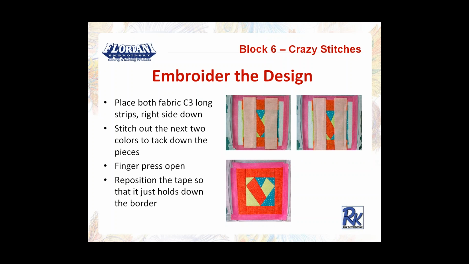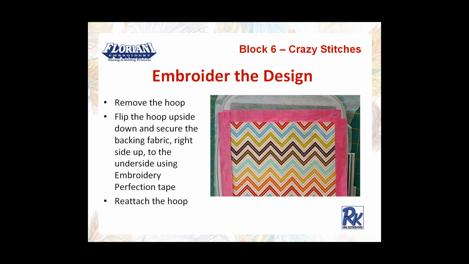What you're going to do now is reposition the tape that was holding down the batting so that it just holds down the border pieces. And you want to, again, make sure that you're right on the edge of the fabric so that you don't stitch over the tape. And then you're going to remove the hoop from the machine, flip the hoop upside down, and secure your backing fabric right side up to the underside using the embroidery perfection tape. And obviously you want to use some new pieces. So you're going to put that on the bottom and then reattach the hoop to the machine.